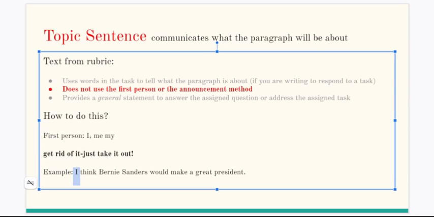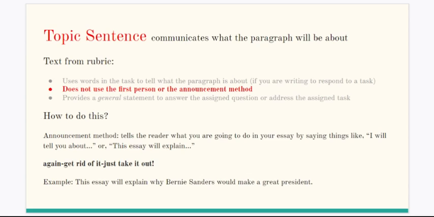Okay, let's talk about the announcement method. What is the announcement method? The announcement method is when you tell the reader what you're going to do in your essay. You announce it. You say things like, I will tell you about, or this essay will explain. You're announcing what you're going to do in your essay or your paragraph. Don't do that. And again, the solution is so easy. Generally, you just have to delete it. Just take it out.